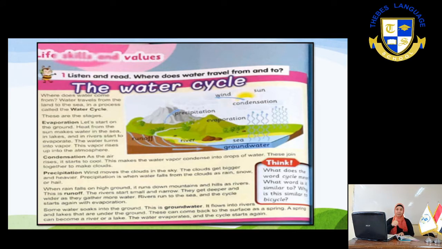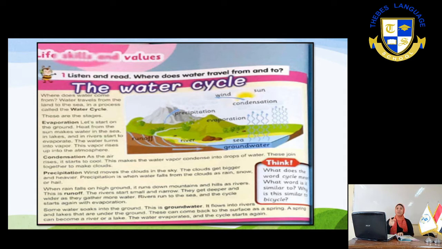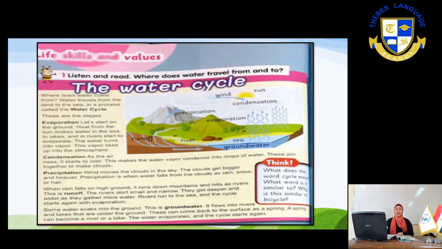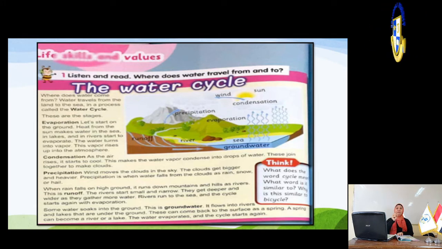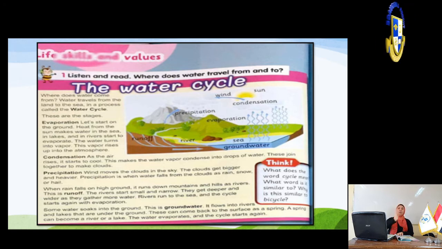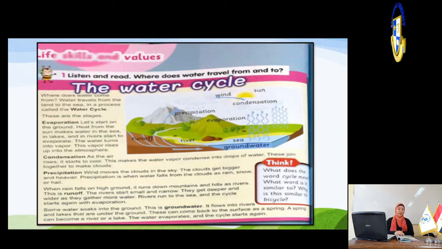Okay, so the evaporation, in this process, the sun heats the water in the rivers, lakes, and all the water surface. They are heated and they are evaporated. There is water vapor coming up, goes up to the air or the atmosphere. Okay, next one is condensation.